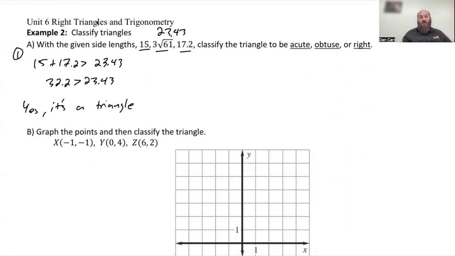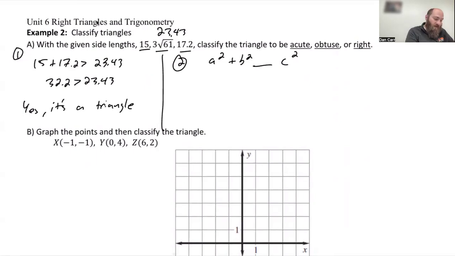Okay, that's our first step. Then, to use the converse of the Pythagorean theorem, for step two we're going to plug it into this. Basically, we're going to do a squared plus b squared compared to c squared. Remember, c is always the longest side.